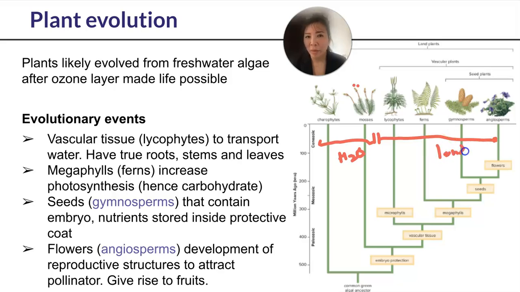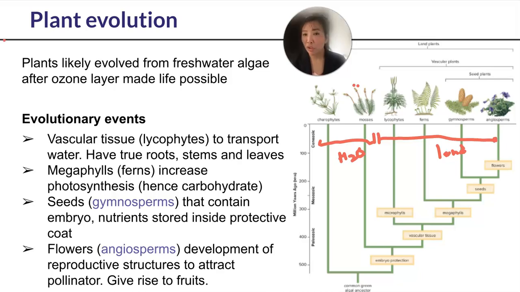And so what are some of the major evolutionary events that allow plants to adapt and live on land? Well, one of them is forming vascular tissue, so being able to form roots and stems and leaves to absorb and take up water. The next one is an increase in the ability to photosynthesize. The freshwater algae are able to do photosynthesis, but it's believed that as the plants adapted to living on land, their ability to photosynthesize increased.